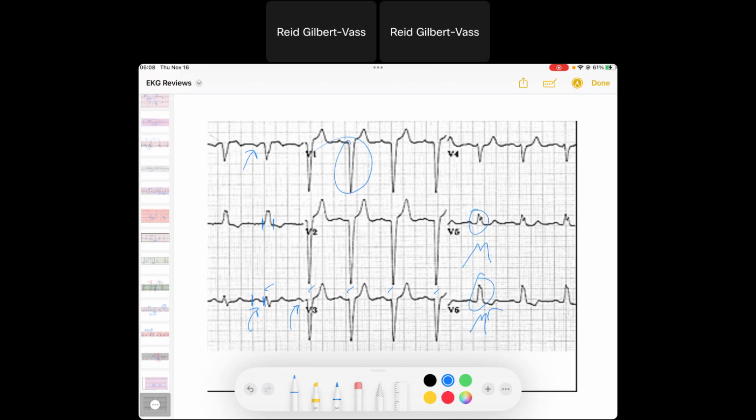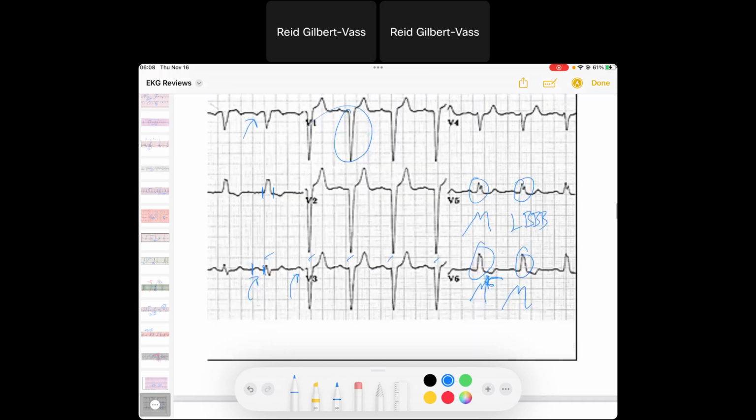And so that R prime is late forces going into the left ventricle, in this case because it's lateral RSR prime. So that would be a left bundle branch block. So we can call this a left bundle branch block.